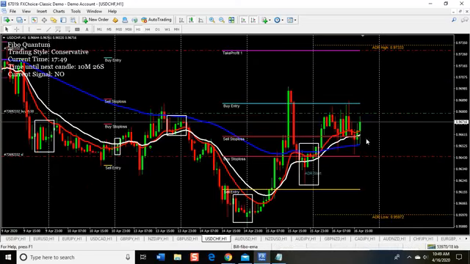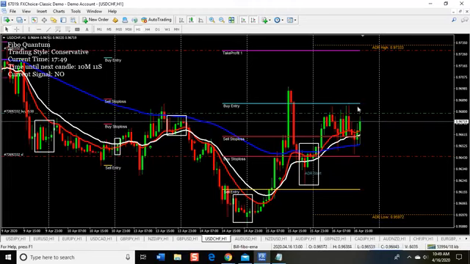USD CHF. This one is currently down a little bit. As you can see, here's our buy entry right here. Now, the same thing happened here. This popped up. It gave the buy entry. By the time I got to the computer, though, it was already back down to here.